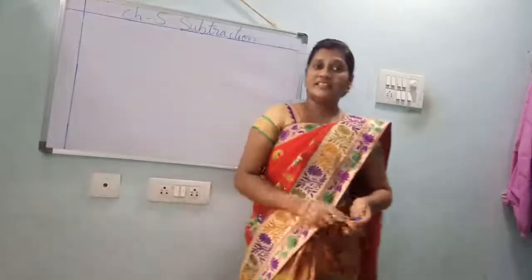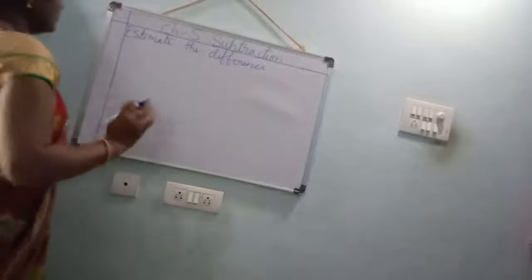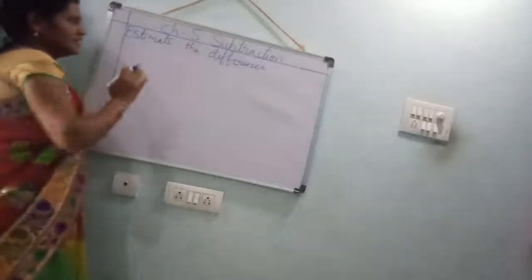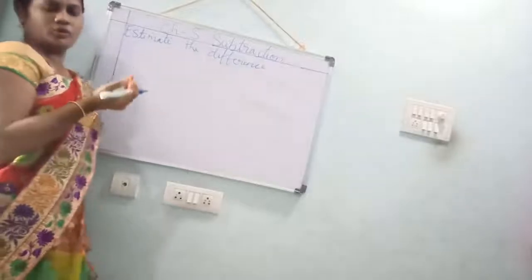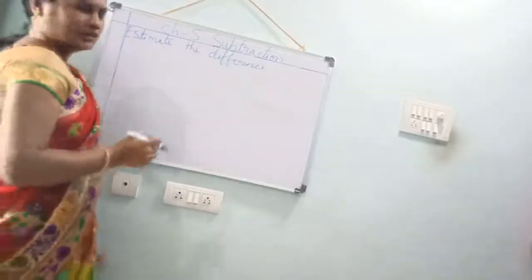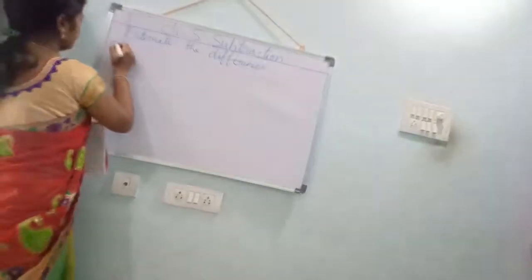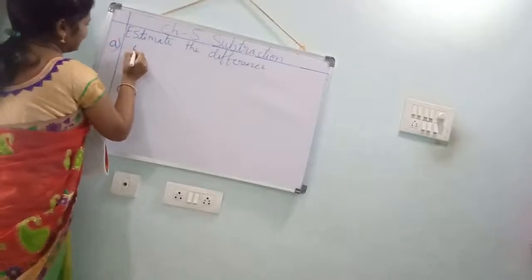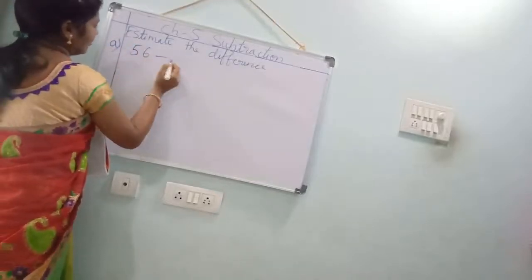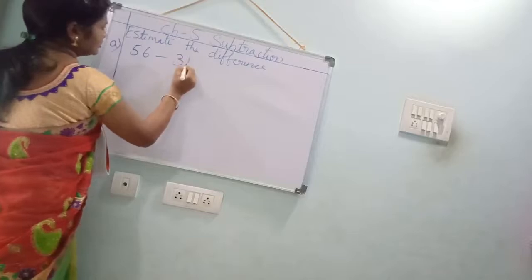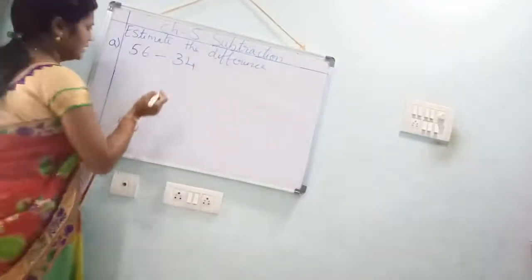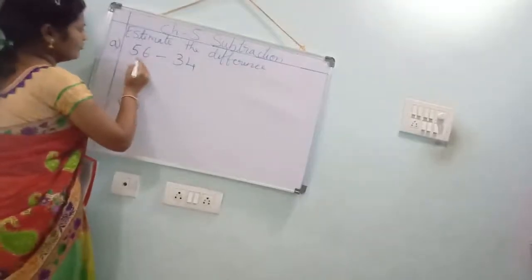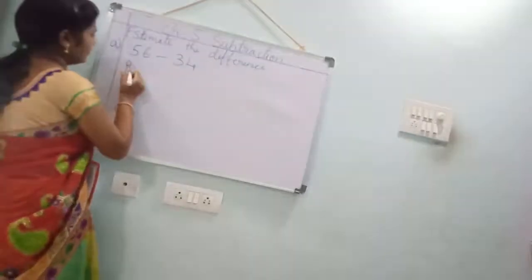What did you learn yesterday? See children, yesterday we learned to estimate the difference. I did only 2 sums. Today I will do 2 more sums. Okay, listen. First you should estimate the sums. After that what do you have to do? You should find the difference. Difference means what? Minus. Understood? See, 56. Rounding off.